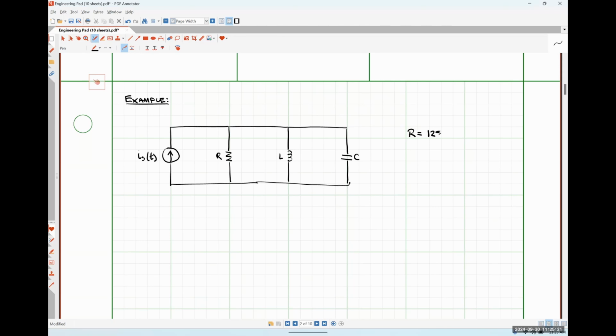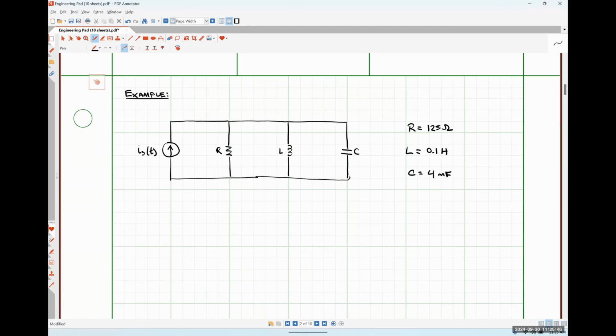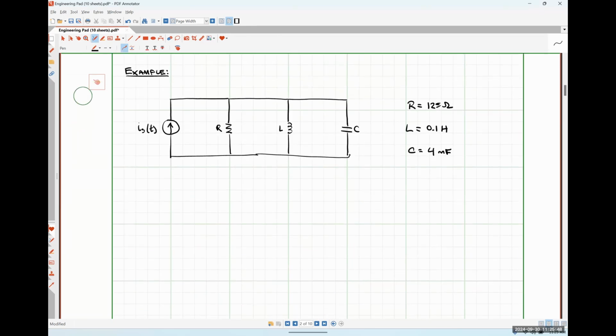Let's say that R is equal to 125 ohms. L is equal to 0.1 henries. And C is equal to 4 millifarads. So I want us to make some predictions about things here. Let me tell you guys what IS of T is first before we make our predictions.